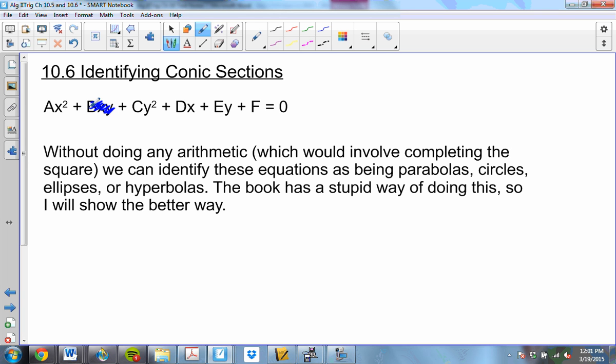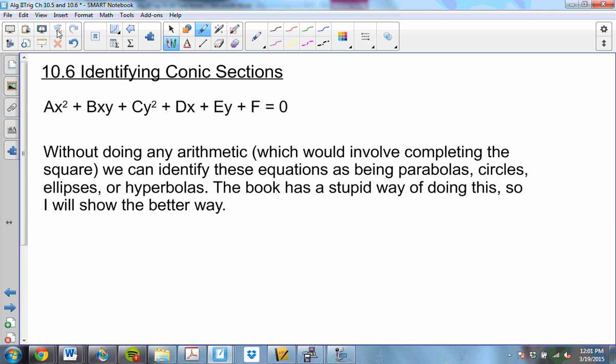For the record, if you have a bxy term, I can take an ellipse and put it at an angle, or change the angle at which a hyperbola is graphed. Graphing is kind of weird, so we're not going to work with that. Those bxy terms add some eccentricity to these conics, but we're not going to play with those.